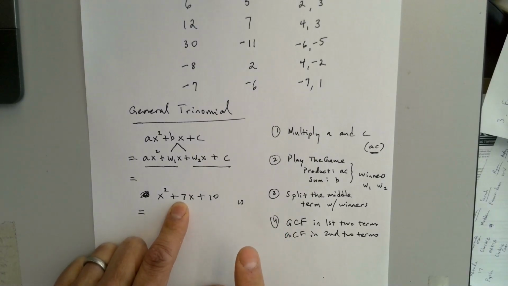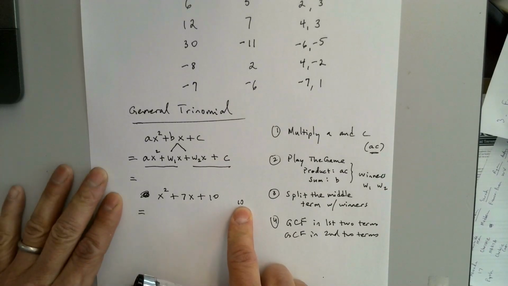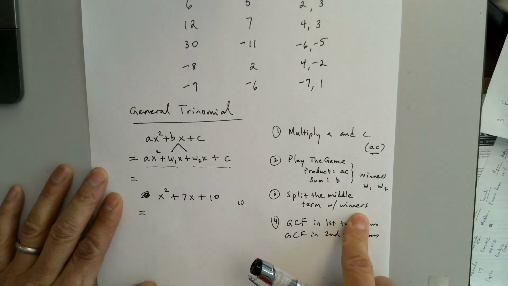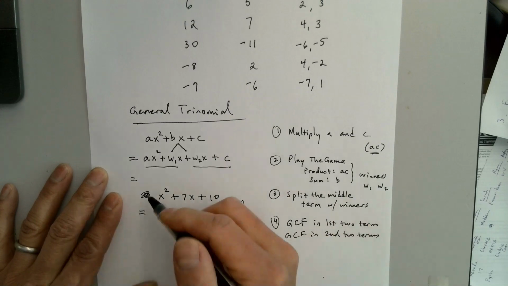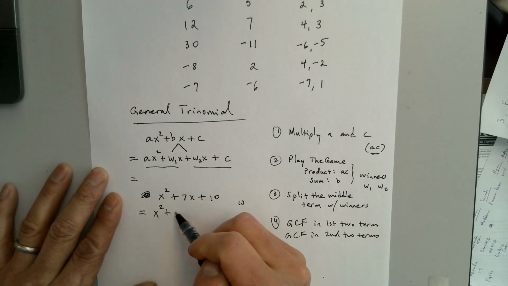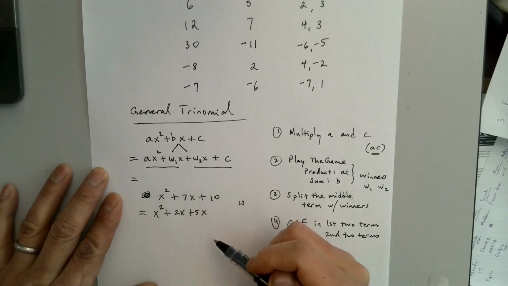So now I play the game. I want two numbers whose product is 10 and whose sum is 7. The winners are 2 and 5. So now I split the middle term with those two winners, 2 and 5. So instead of 7x, I'm going to write 2x plus 5x. There's the split.